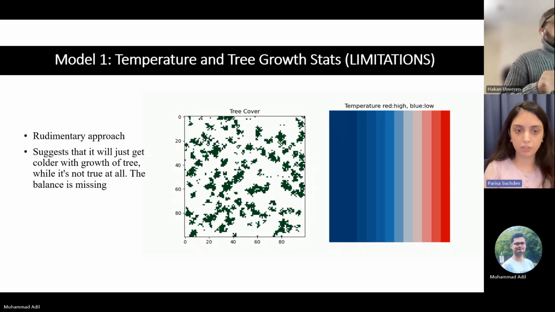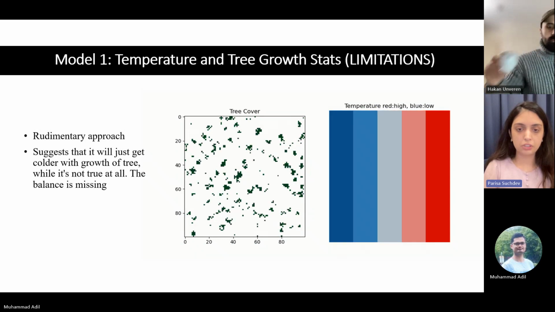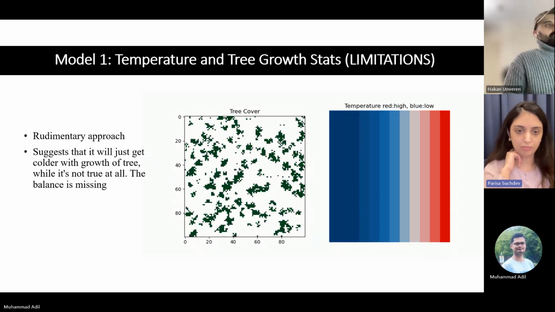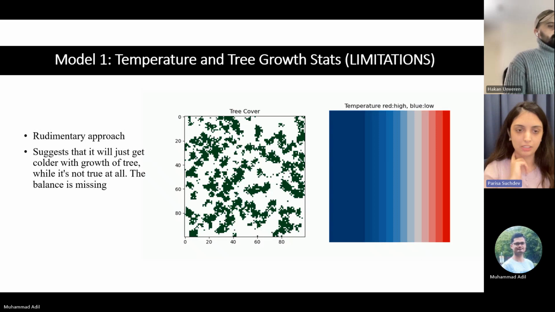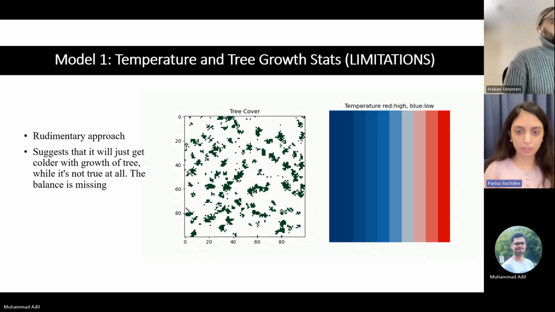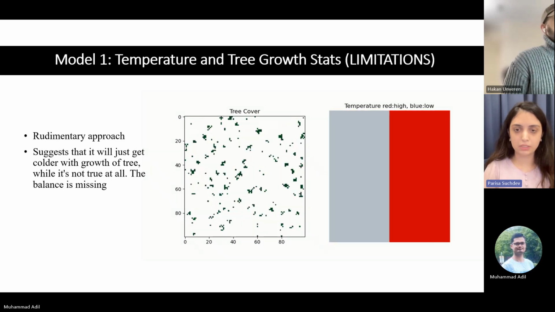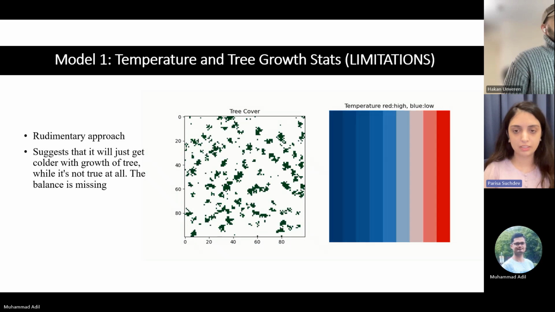So even for the temperature and tree growth states, as for the limitations, it's a rudimentary approach. There are so many factors that we haven't included yet, and it just suggests that there's a big loop. And the big problem with this model is that it suggests that when the trees are growing, it will only get colder. So it's not the case in real life. So it's the same problem with the rain levels. Next slide.